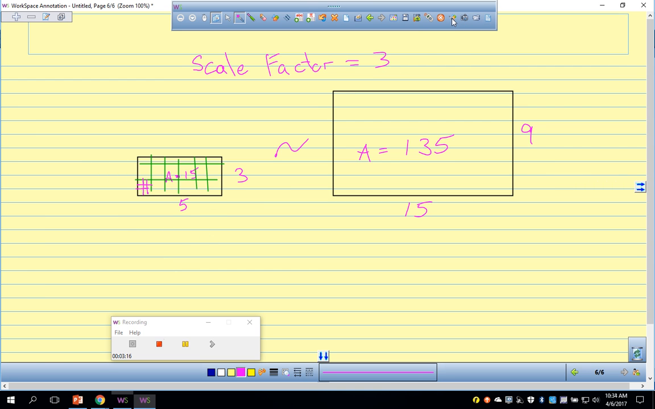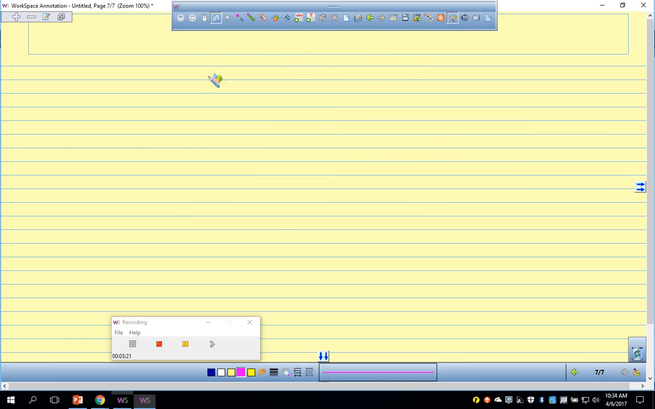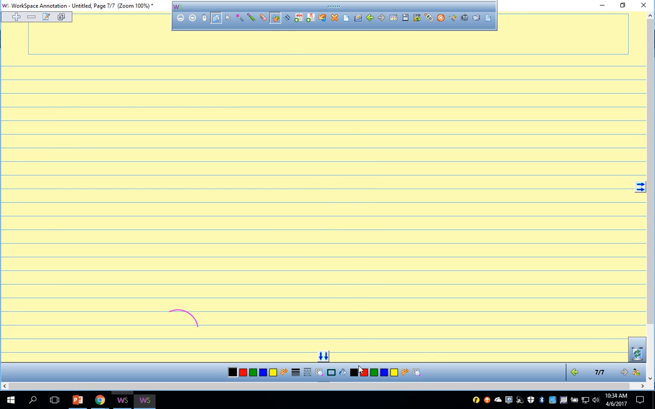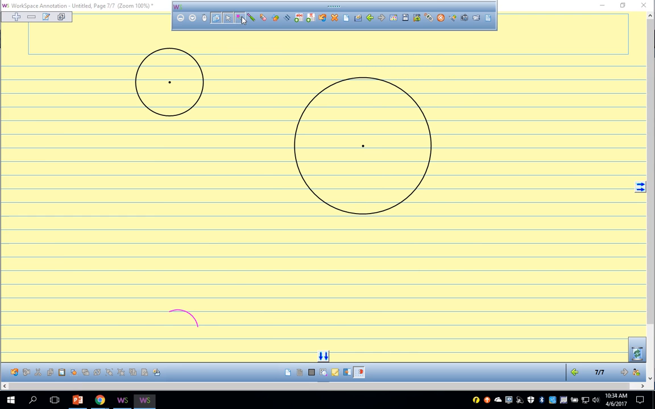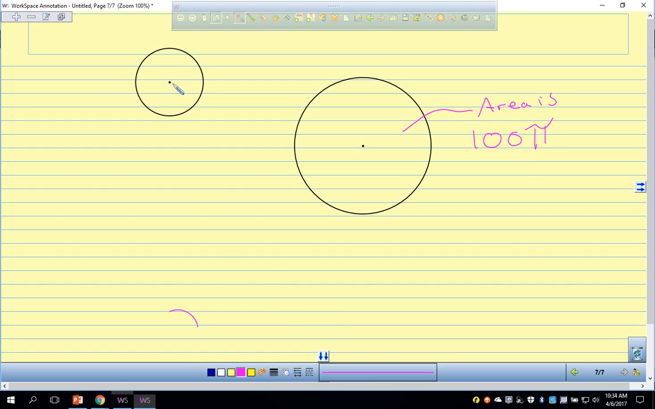For example, let's do another one. Say I have a circle. Here's a circle. This is a circle. I'm going to move this circle down. So I know that the area is 100 pi, and I know that the area of this is 25 pi. Find the ratio of the areas.